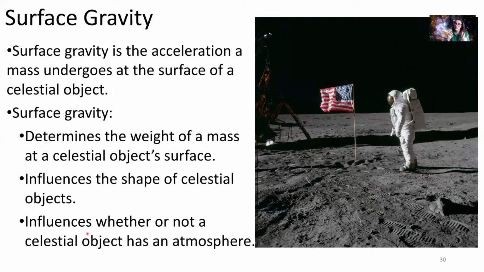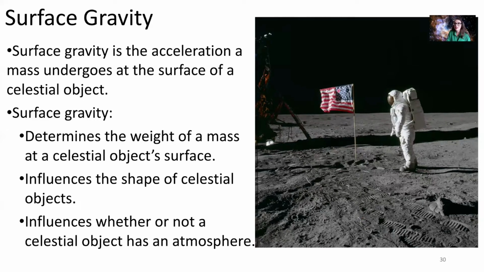So a celestial object needs to have a fairly large surface gravity in order to be able to hold on to an atmosphere. For example, here we have a picture of the moon. This is a picture taken on the moon during one of the Apollo missions. The moon has a pretty small surface gravity compared to the Earth. Because of that small surface gravity, the moon is not able to hold on to an atmosphere.